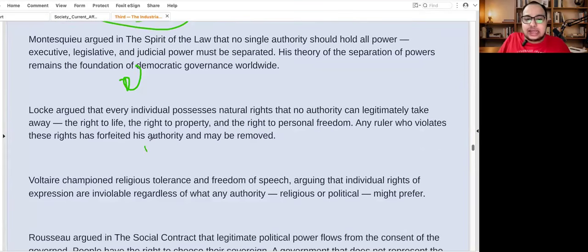And then came Voltaire. He championed religious freedom and religious tolerance. There is no incompatibility of two religions. It is just a way of life. The fundamental essence of humanity remains the same. He argued that the individual right of expression is inviolable, regardless of what any authority, religious or political, might prefer. Okay, so it is inviolable. It is not based on the whims and fancy of any religious institution or any political institution.